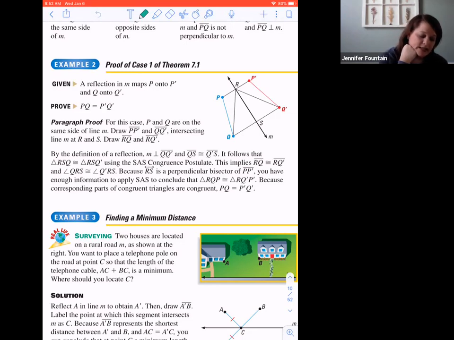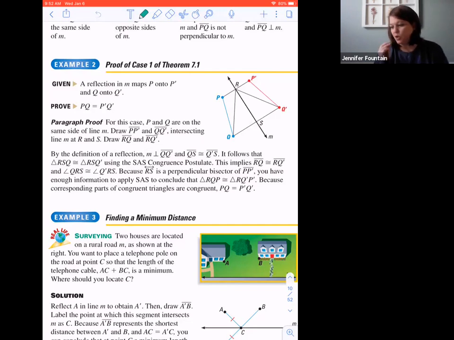Because line RS is a perpendicular bisector of segment PP prime, you have enough information to apply the side-angle-side to conclude that triangle RQP is congruent to triangle RQ prime P prime. And so it says, because corresponding parts of congruent triangles are congruent, then PQ is equal to P prime Q prime. Okay, so again, understanding why these are congruent.